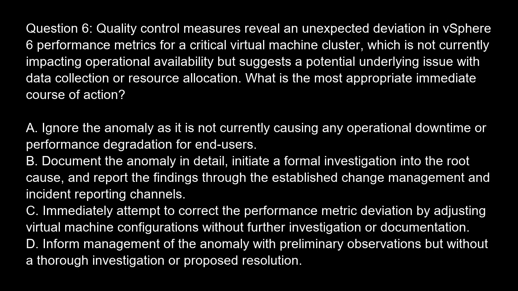Question 6. Quality control measures reveal an unexpected deviation in vSphere 6 performance metrics for a critical virtual machine cluster, which is not currently impacting operational availability, but suggests a potential underlying issue with data collection or resource allocation. What is the most appropriate immediate course of action?